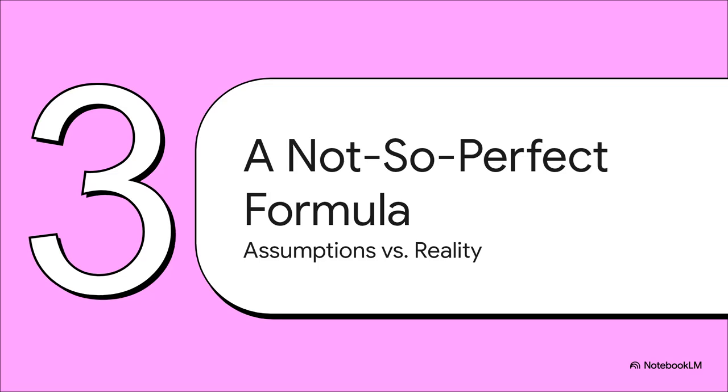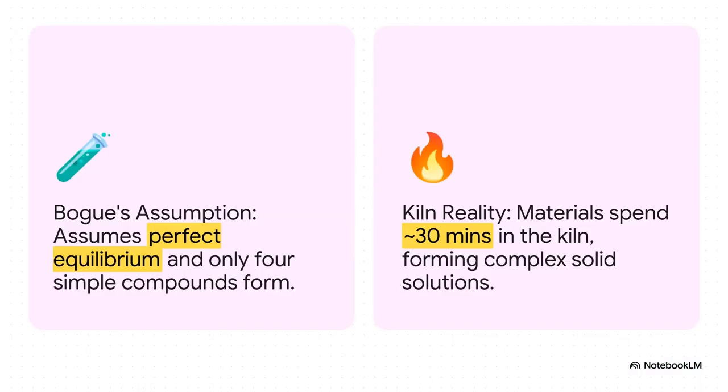And that brings us right to the heart of the problem. Bogue's calculations were absolutely brilliant for their time, but they have to rely on some, let's call them ideal assumptions that just don't hold up in the fiery, chaotic, messy reality of an actual cement kiln. And this right here shows you the disconnect perfectly. Bogue's math assumed the chemical reactions had all the time in the world to reach a perfect, stable balance. But in reality, that material is in the hottest part of the kiln for maybe 30 minutes. It's fast, it's furious, it's messy. He also assumed only 4 simple compounds would form, but we now know that much more complex things can happen, like solid solutions, where atoms of one thing can kind of sneak in and substitute for another inside a crystal.